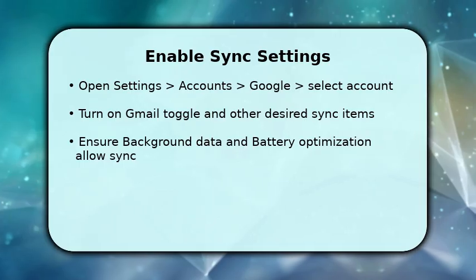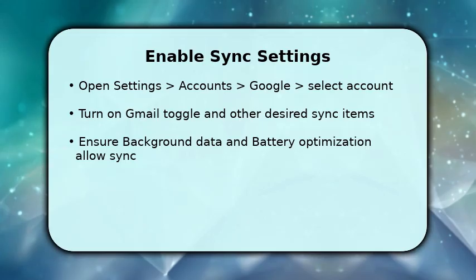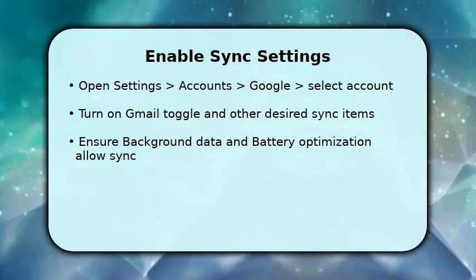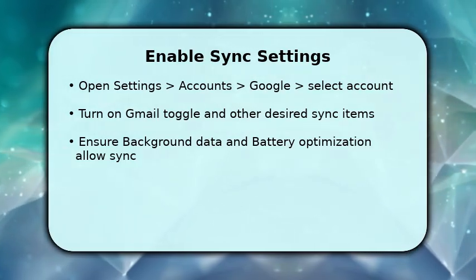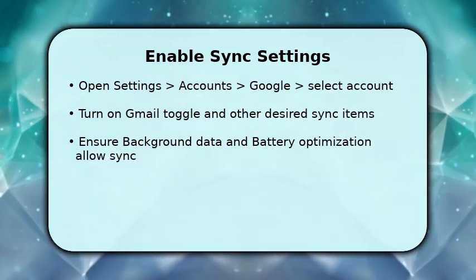Also check background data and battery optimization. Disable aggressive battery restrictions for Gmail so push sync isn't delayed. Once these options are configured, Android or iOS will begin syncing messages automatically.